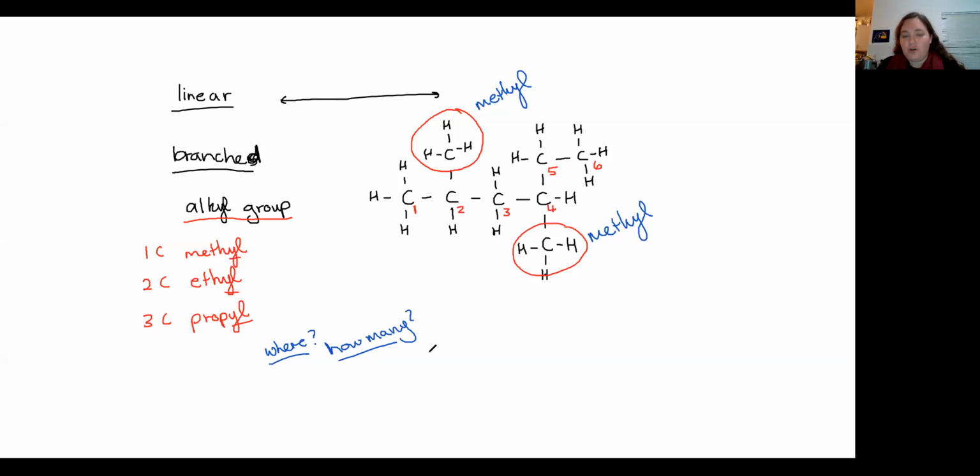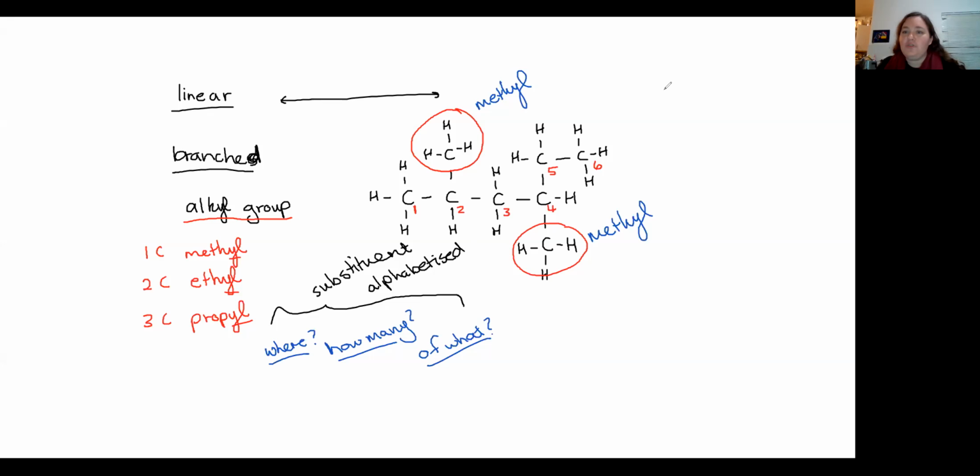And then I want to know of what. All of these questions here is specifically referring to our substituent groups. Okay, now a substituent is one of my branches or my side groups. So I want to know for every one of my substituents, where is it, how many of them are there, and what is it? Please note that these are all alphabetized.